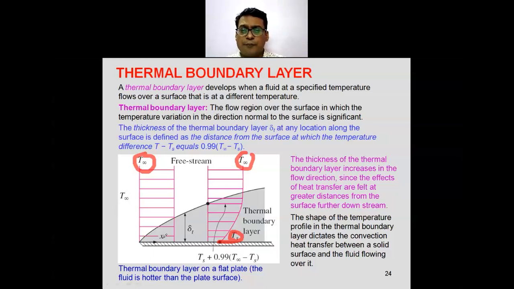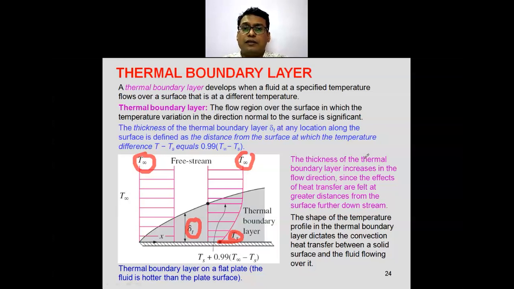So here also a temperature gradient exists. Now this delta T is your thermal boundary layer. The hydrodynamic boundary layer is only delta, or sometimes delta H, also called the velocity boundary layer. The thermal boundary layer is represented by delta T. This thermal boundary layer develops when the fluid at a specified temperature flows over a surface that is at a different temperature. That is what we have defined, Ts and T infinity.